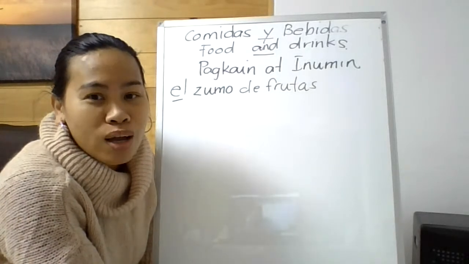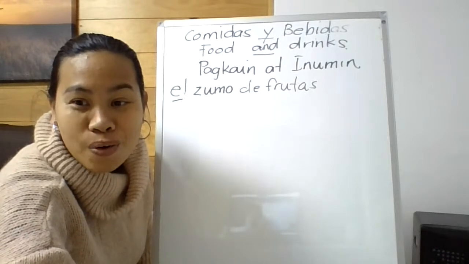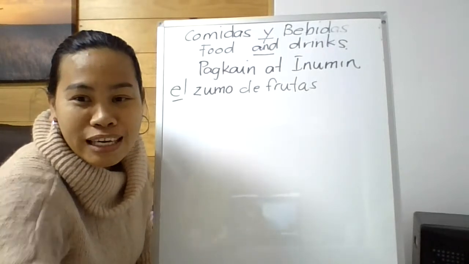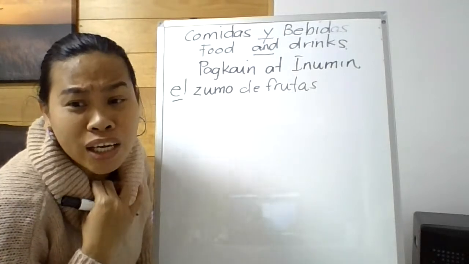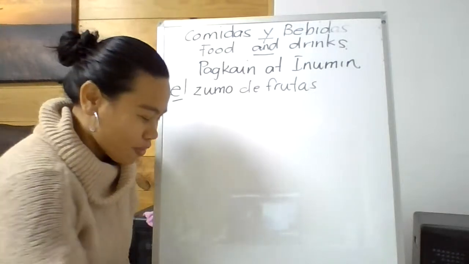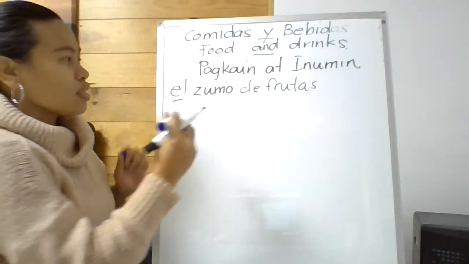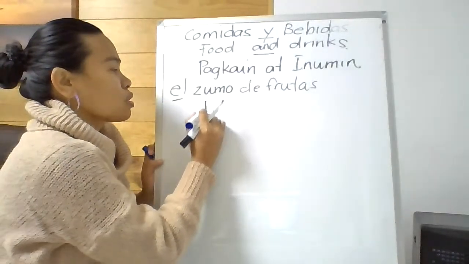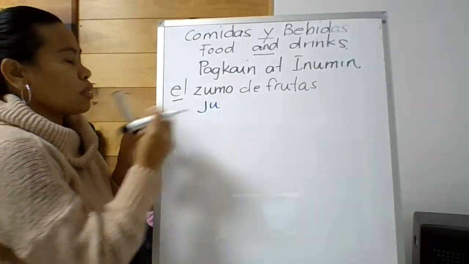What is sumo in English? Does anybody know what is sumo in English? Te quiero también igualmente, Eva She. Juice, very good, Irad. Oh, you have a good vocabulary, Irad. Sumo in English is juice, a fruit juice. A fruit juice.